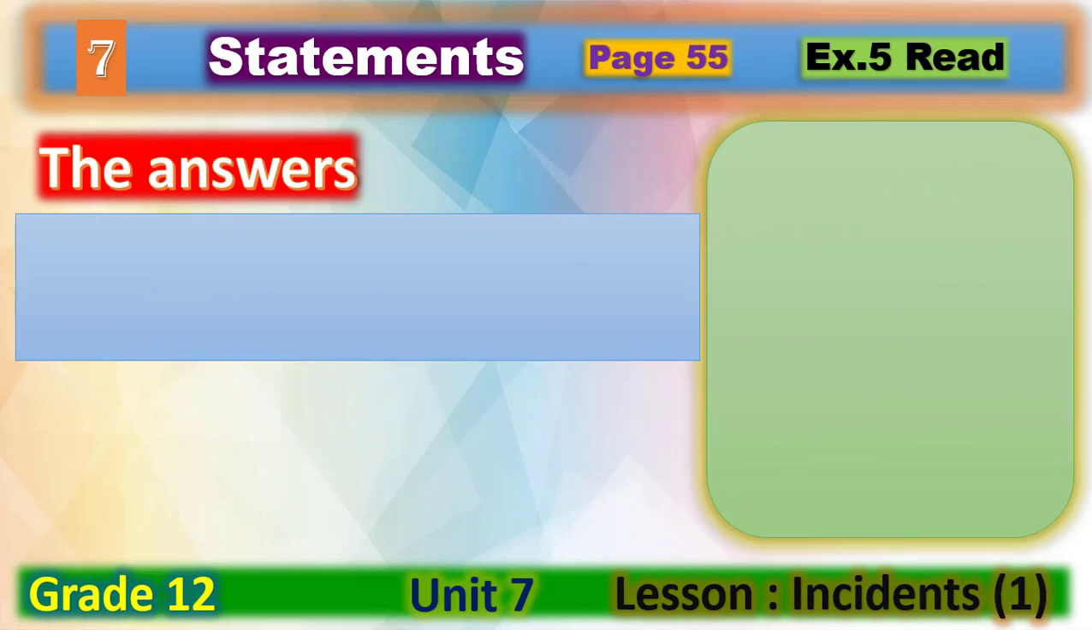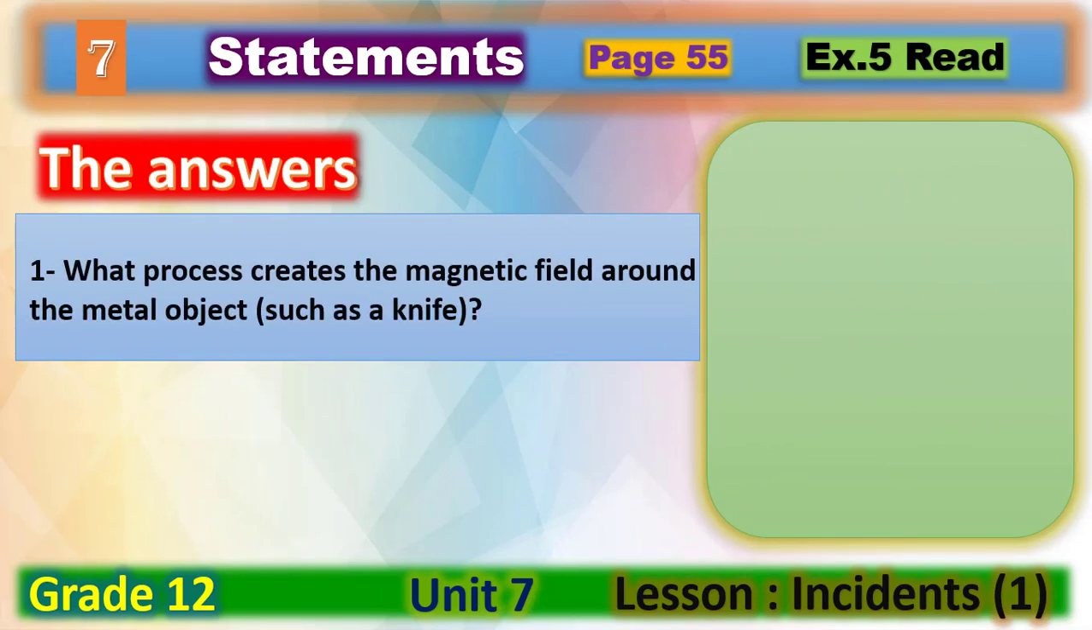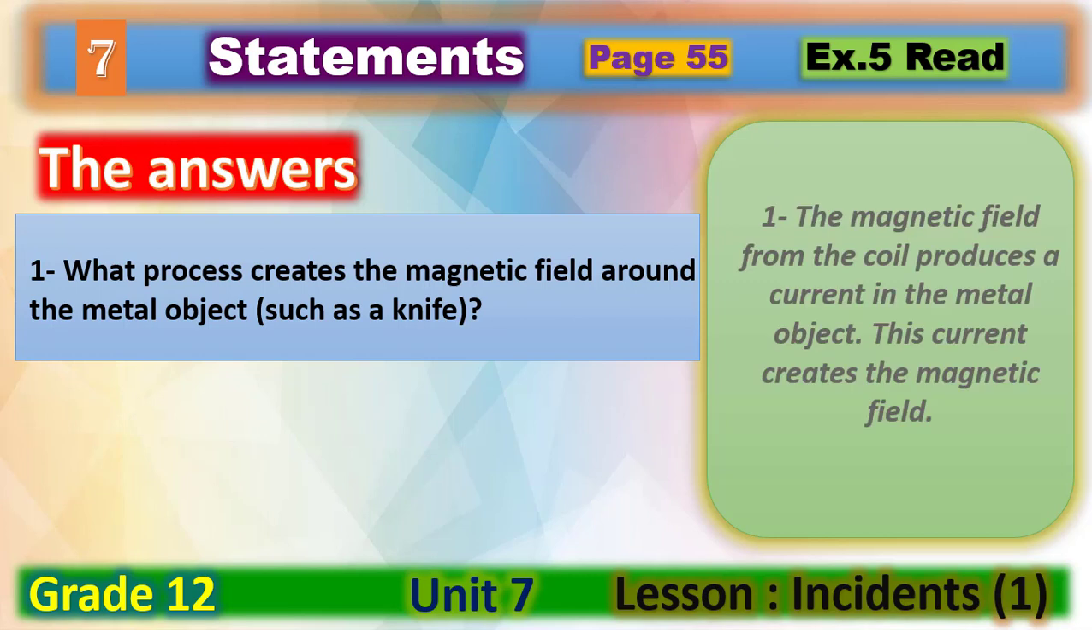Welcome back, my dear students. Now let's check your answers. Number 1. What process creates the magnetic field around the metal object, such as a knife? What do you think? The magnetic field from the coil produces a current in the metal object. This current creates the magnetic field.